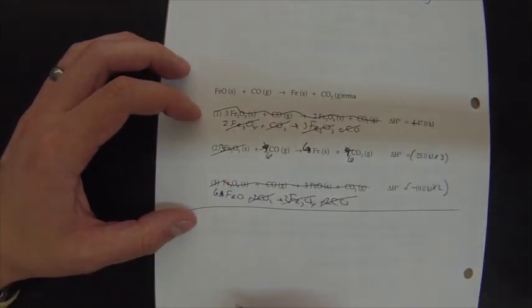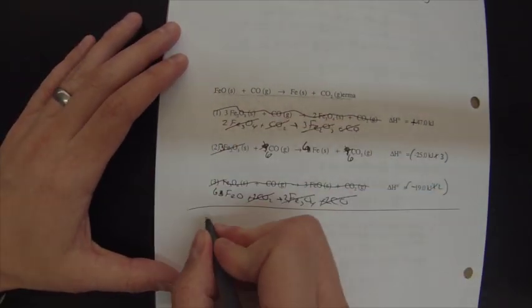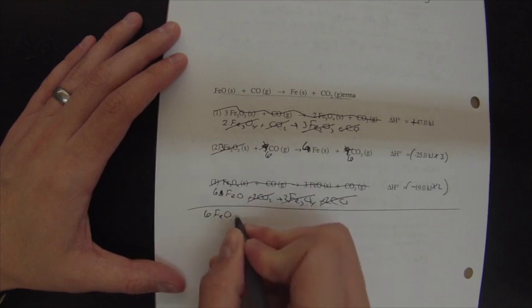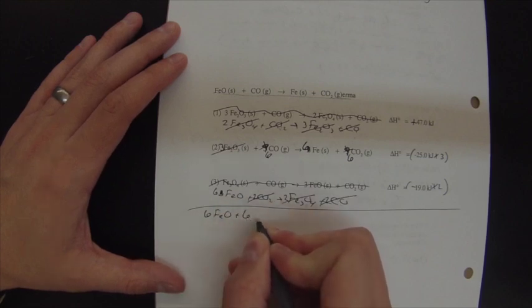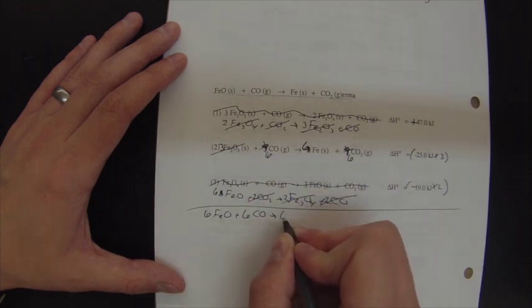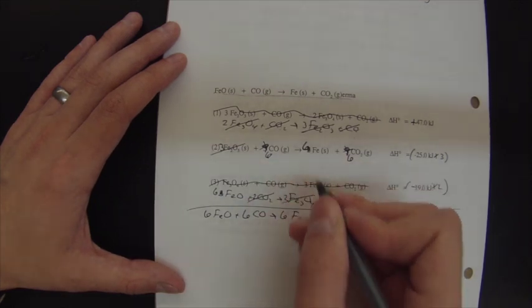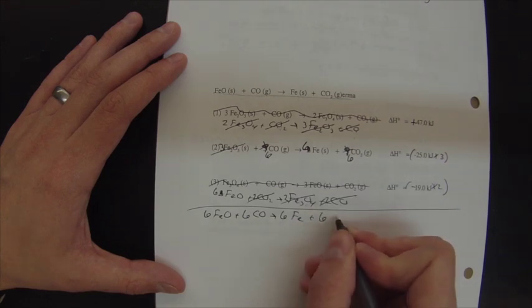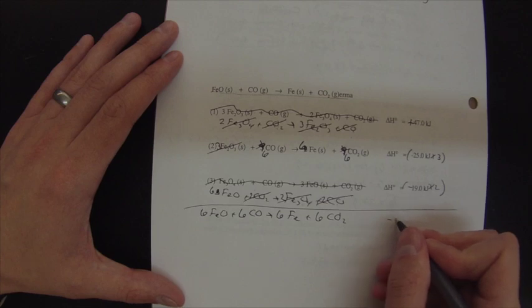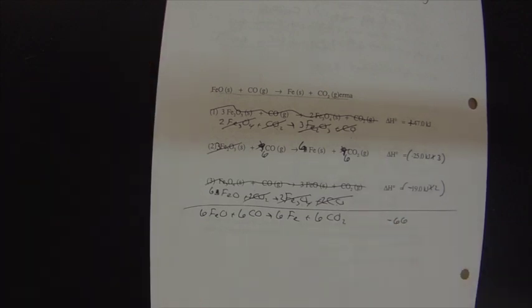So now if you sum this, I know it's not looking exactly like we want, but it's pretty close. If we sum this, you get 6 FeOs from right there, plus 6 COs from right there, yield 6 iron, plus 6 CO2, and this sums to negative 66.